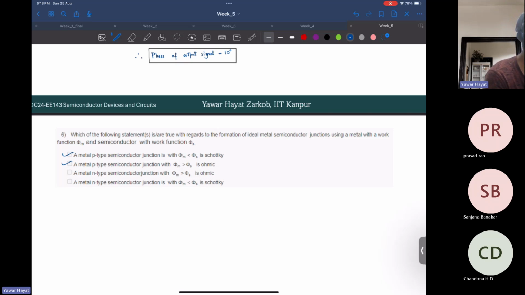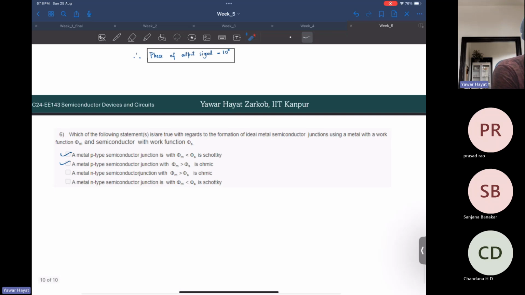And is a metal n-type semiconductor junction Schottky when phi m is less than phi s? No, it would be Schottky when phi m is greater than phi s, right? So these two are interchanged, and that's why this is wrong, this is wrong. So the first two options are correct.